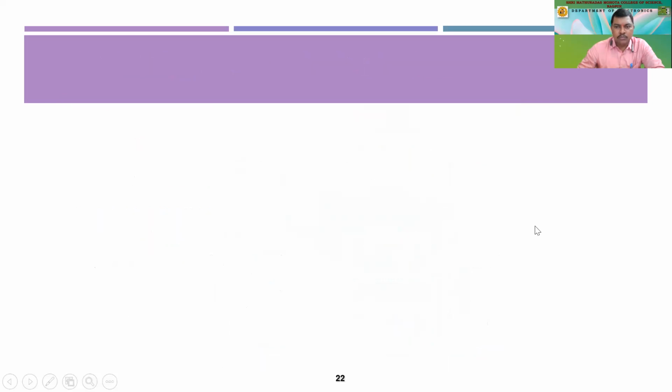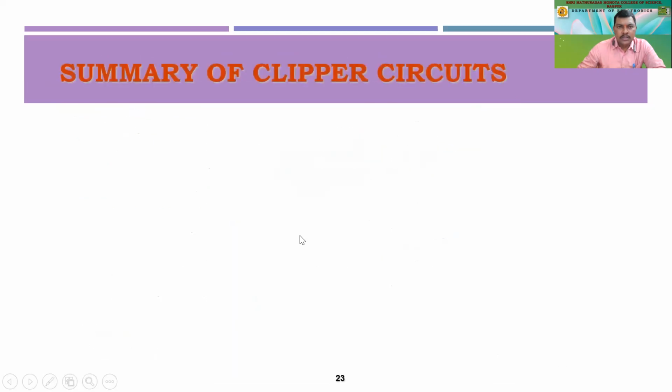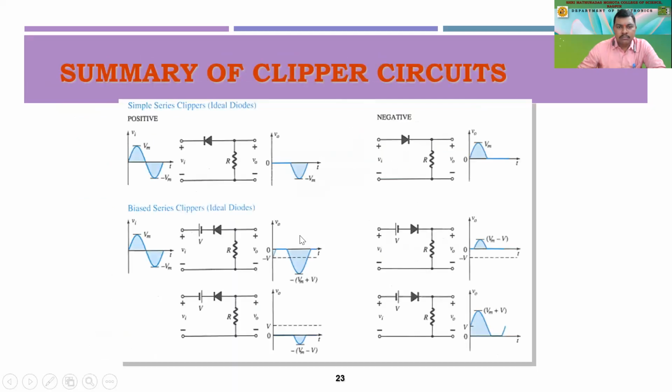Some more circuits are there. Again, simple parallel clipper circuits are there. Then biased clippers we have studied, where we can bias the output waveform, and accordingly we can have this type of two parallel combinations where we can employ two diodes in parallel, connected back to back. So these are all about the clipper circuits which we have studied.